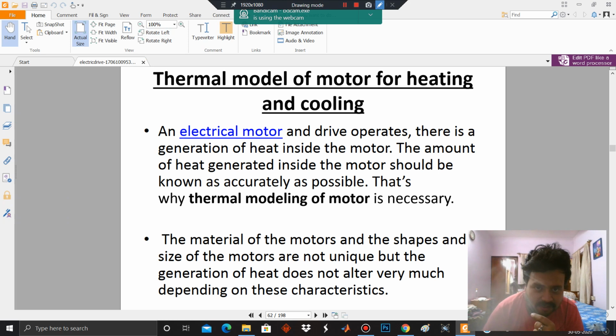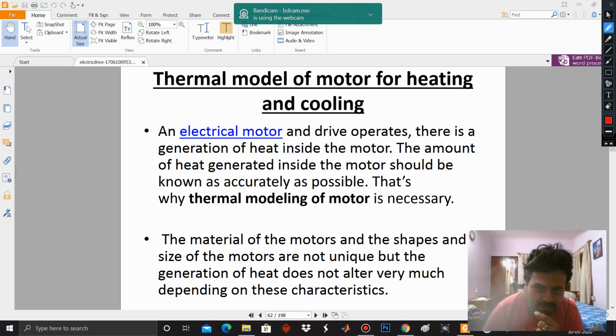So let us study the thermal modeling of a motor for heating and cooling. When an electrical motor and drive operates, there is a generation of heat inside the motor. The amount of heat generated inside the motor should be known as accurately as possible. So you should know what amount of heat is generated inside the motor, and only if you know that is thermal modeling of the motor possible, and thermal modeling of the motor is necessary also.